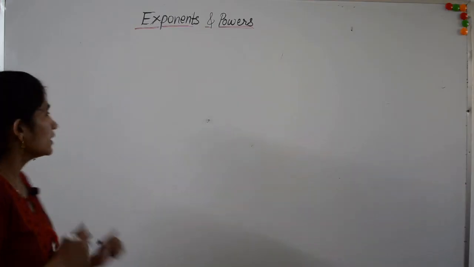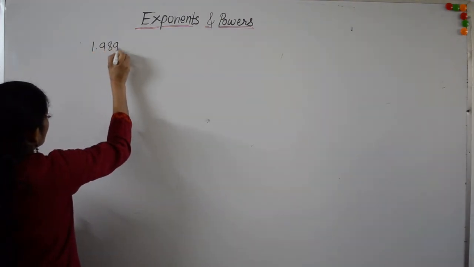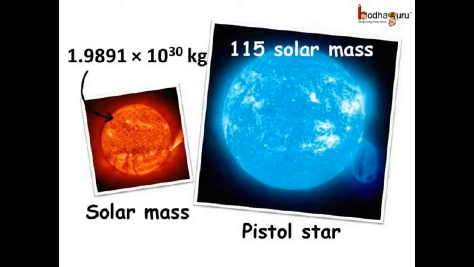Let's take an example. Mass of the sun is 1.9891 into 10 to the power 30 kg. This is called as solar mass. This is used to measure the mass of different stars.